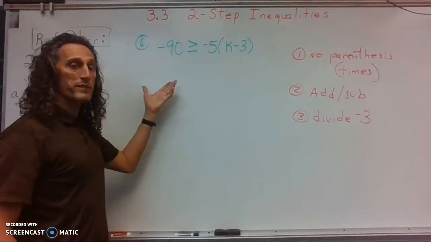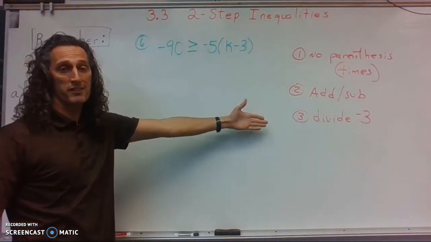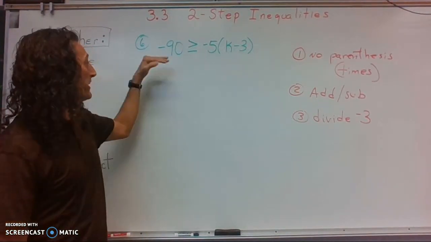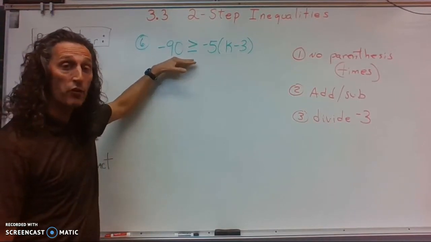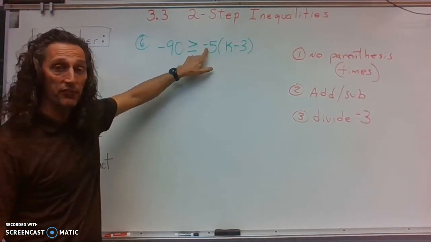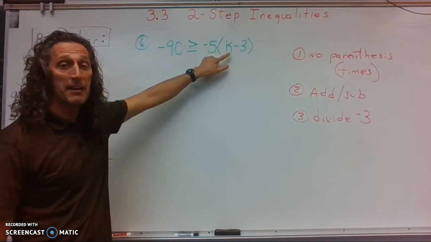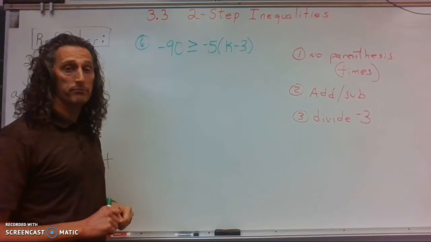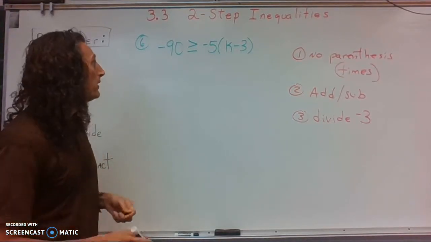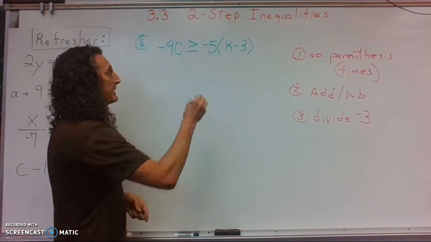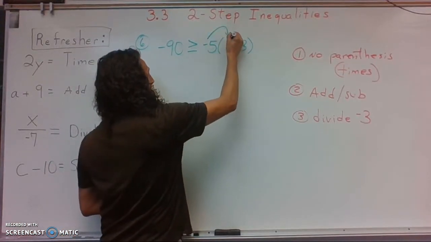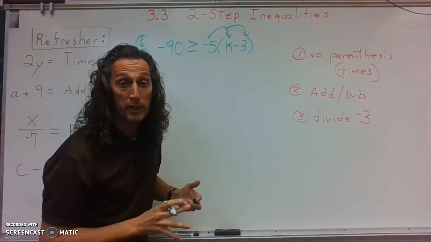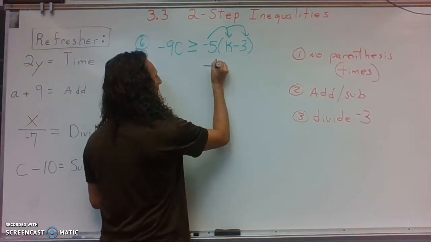All right, so here's number 6. Look, I left up the old instructions because basically we're going to do exactly the same thing that you did with number 5. So this reads, negative 90 is greater than or equal to negative 5, then parentheses k minus 3. So if you need to, pause it right now and copy down there. Okay, so that's done. So remember, get rid of parentheses, that's multiplication. So step 1, negative 5 times k, just put them together. Negative 5k.